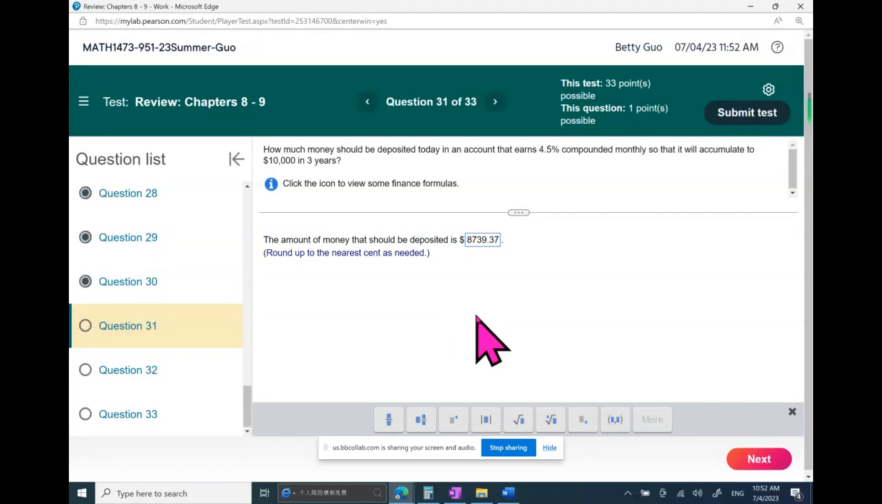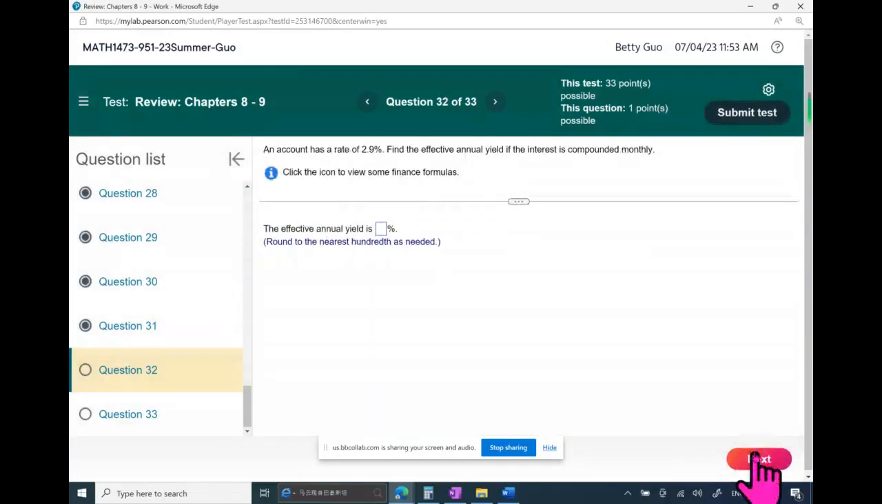And I'm going to double check this answer using the app. Even if you use both methods, it won't take too much time. In this case, 3 years, so 36 is monthly. Annual interest rate 4.5. Present value is what we want to solve for. Future value, you want 10 grand. Then let's solve for the present value. I got 8739.37, same thing.